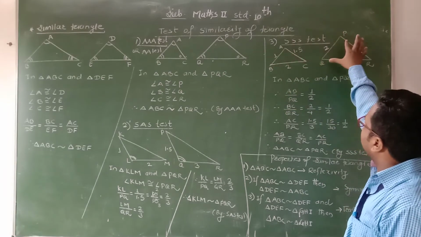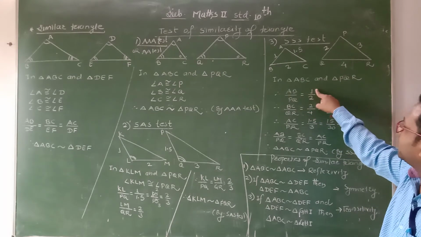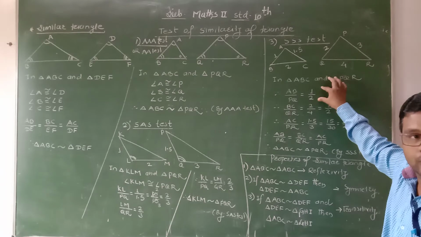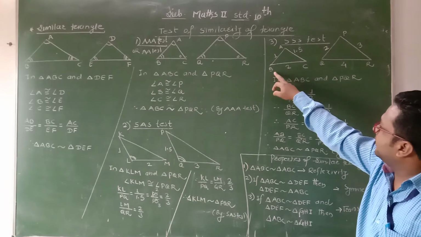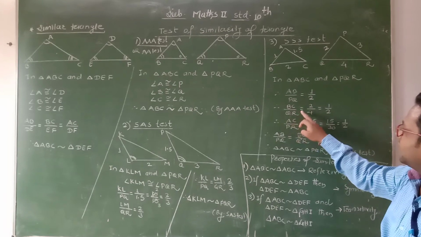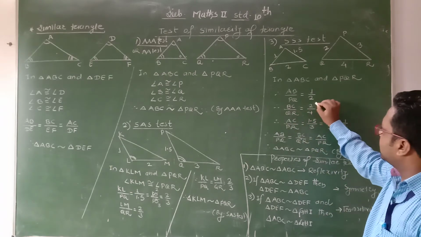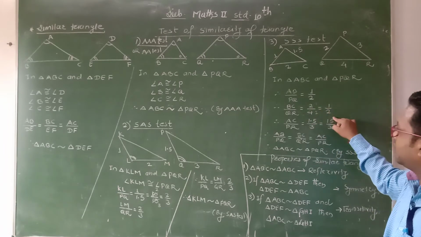AB is in correspondence with PQ. Therefore, AB upon PQ is equal to what? AB is given 1, PQ is given 2. Okay. Now second, BC is in correspondence with QR. BC upon QR, its ratio is equal to, BC is given 2 upon 4. That is, 2 ones are 2, 2 twos are 4. That is 1 upon 2.